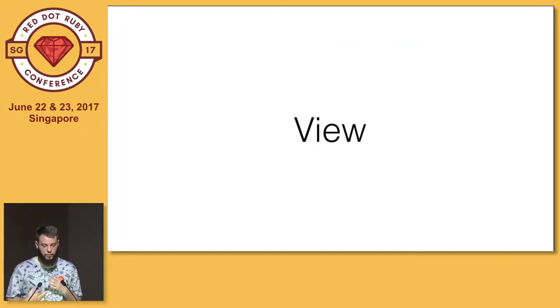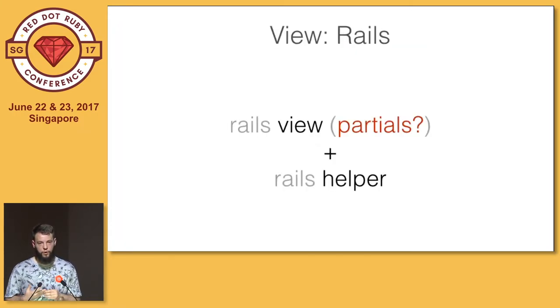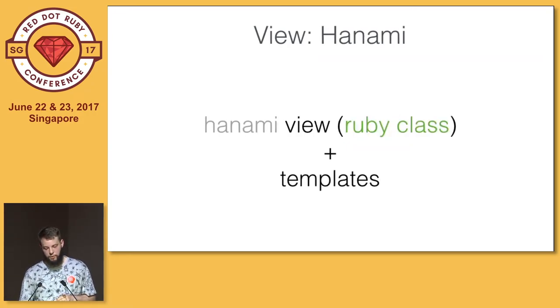So if you talk about view in Rails, we have a view folder. And I don't know why, but we have templates in this folder and Rails helpers. Someone have a problem with Rails helpers? Wow. In Hanami, we have a little bit different way. We have view objects. It's just a class for each template. And also we have templates, and in these templates you can call view logic and some data from your actions.